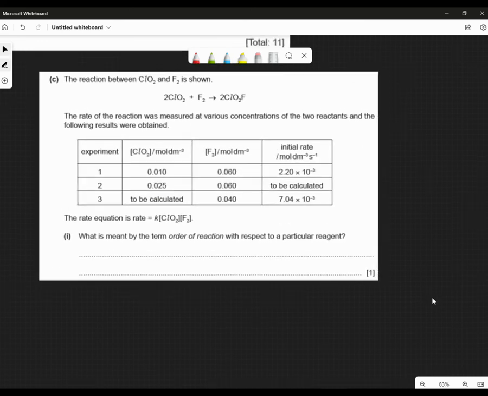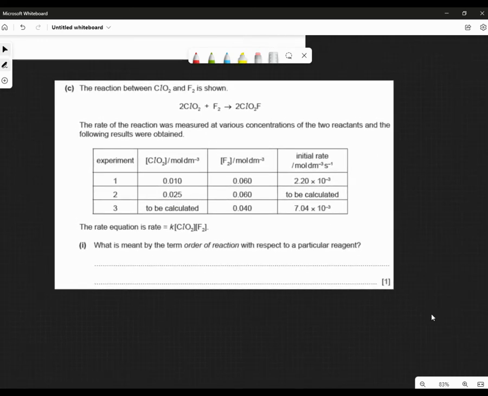All right, what do we mean by the order of reaction? The order of reaction is the power to which the concentration term is raised in the rate equation.